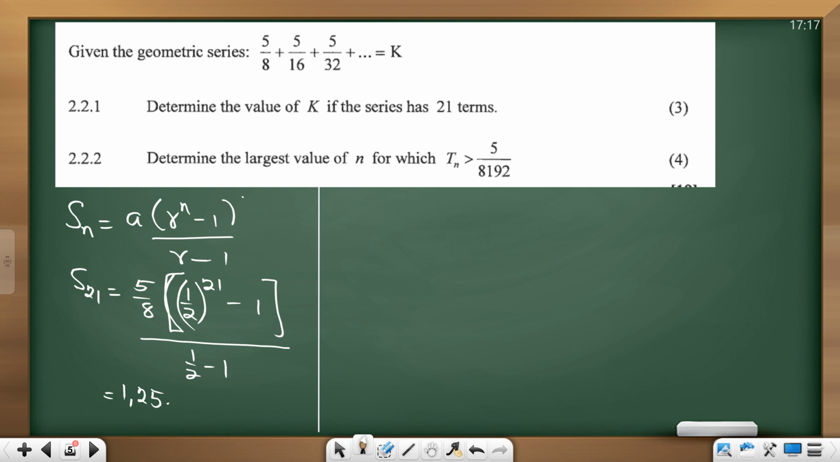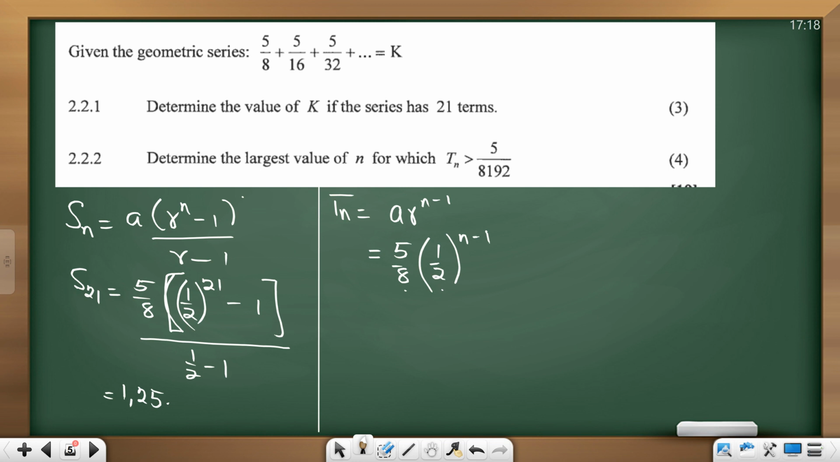Okay. Now, please listen to this. Determine the largest value of n. Most of you would have done this well, and the problem will be the conclusion. That's where the learners have issues. The examiner says Tn, so it means we get what Tn is first. What is Tn? Remember the formula for Tn. Our a is 5 over 8, r is 1 over 2. Please don't multiply 5 over 8 and 1 over 2.